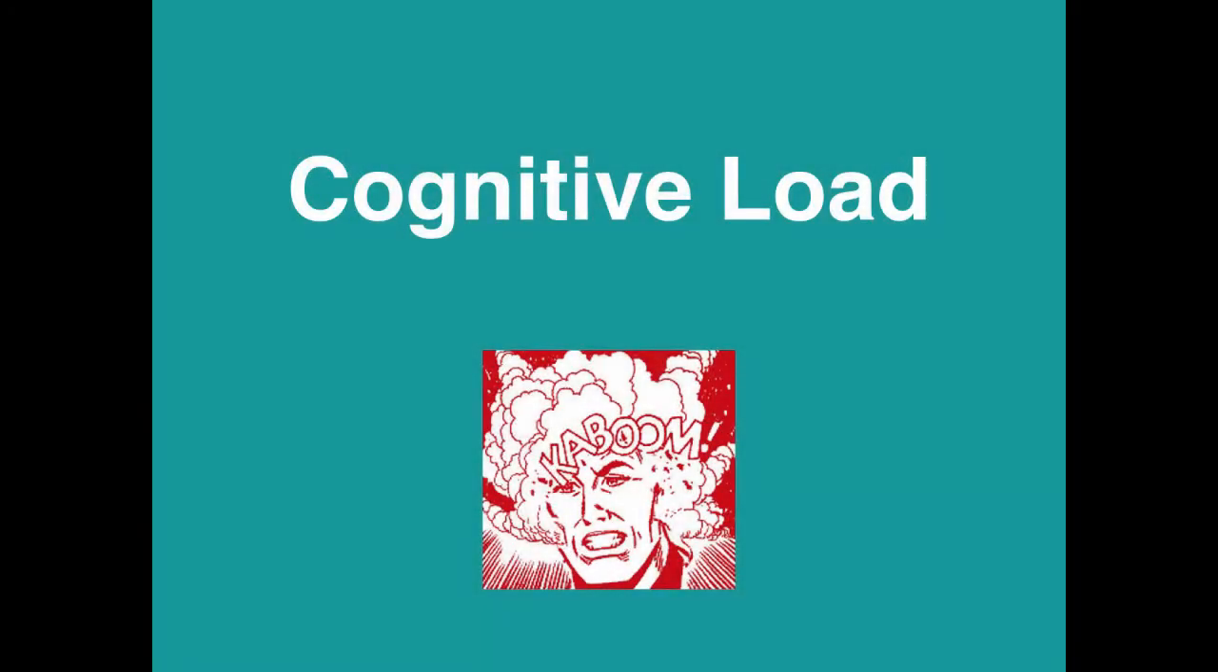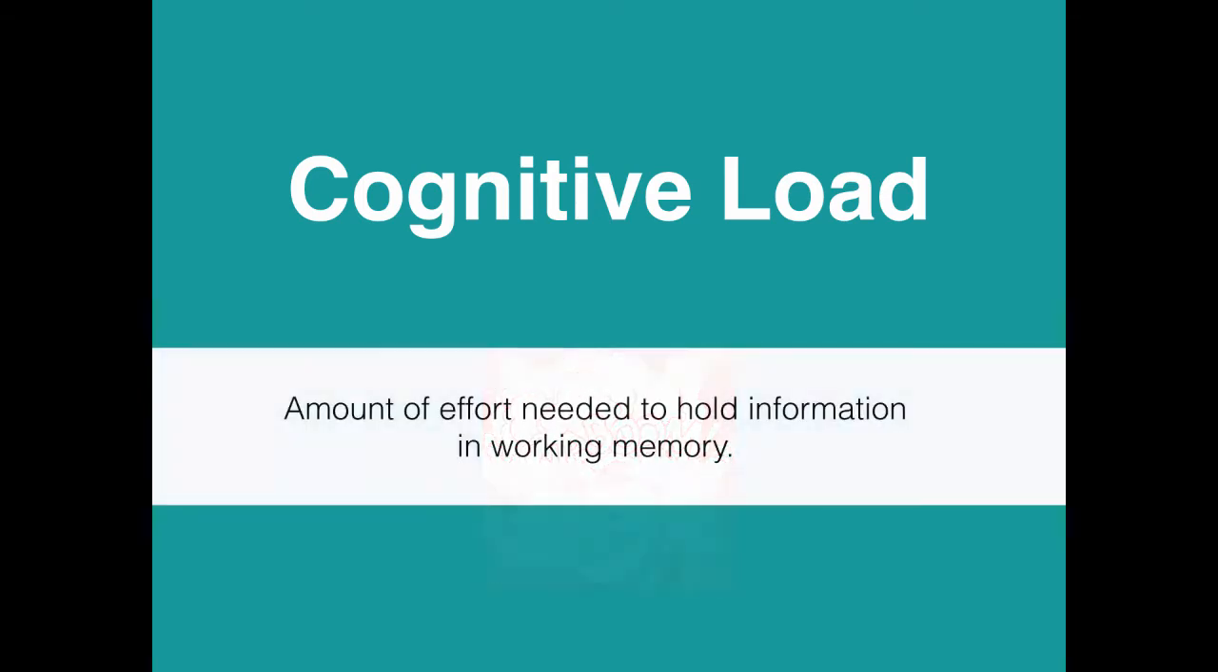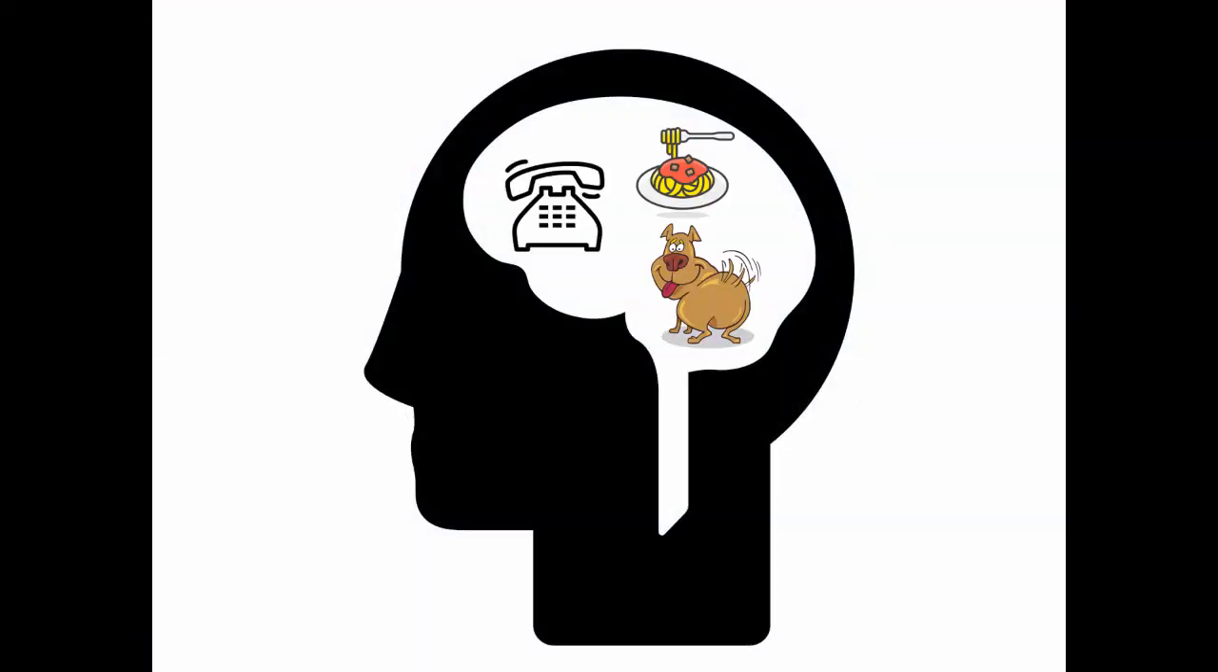In a nutshell, cognitive load refers to the load that you are carrying in your mind. More precisely, it refers to the amount of effort needed to hold information in working memory. Working memory just refers to what we are able to hold in our minds at any one time. Anything we are currently thinking about or paying attention to is being held in working memory. Working memory is basically the contents of our mind at any given moment. As soon as we stop thinking about something or paying attention to it, it is no longer in working memory.